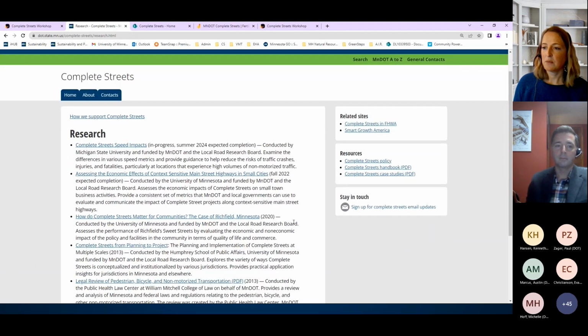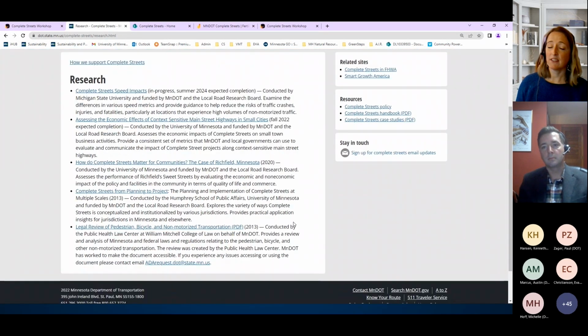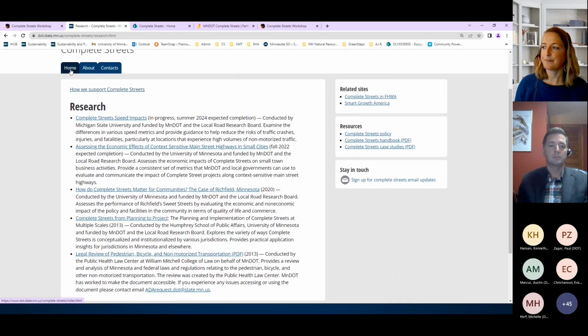And then lastly, we've done some really great research around complete streets. I think there's opportunity to do more. So if folks have specific complete streets related research opportunities, let me know. It would be great to pursue more. So these are linked here and summarized for easy access. There's currently one project underway around speed impacts. So as projects are added, we'll make sure to keep this updated.